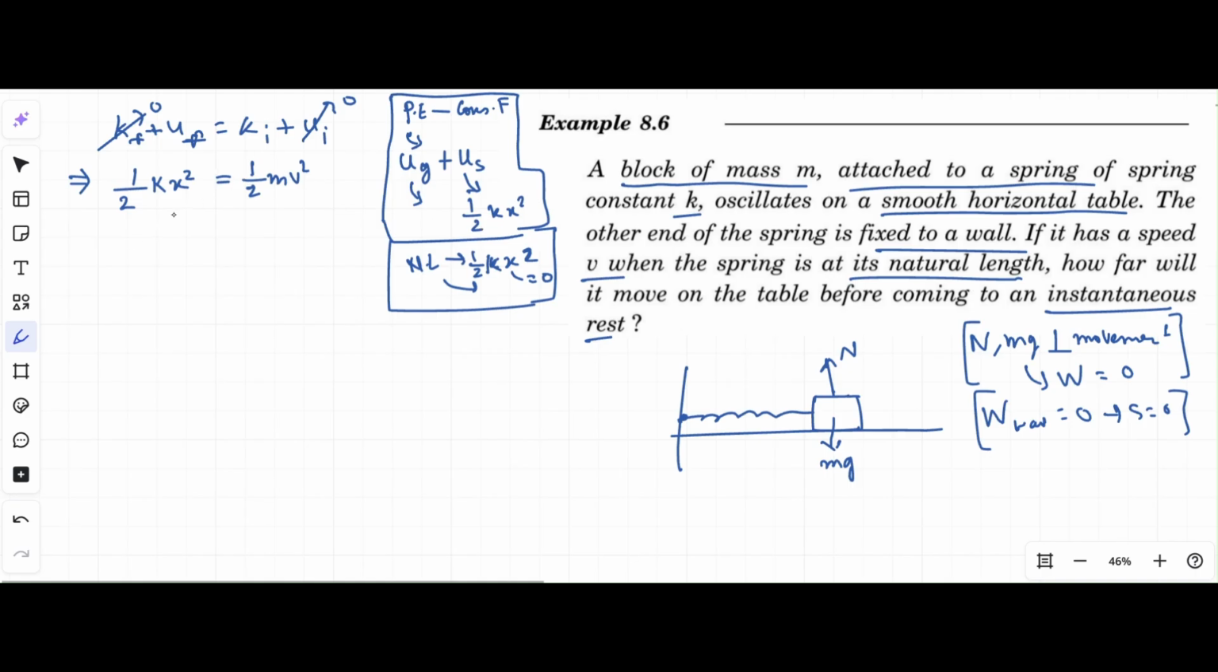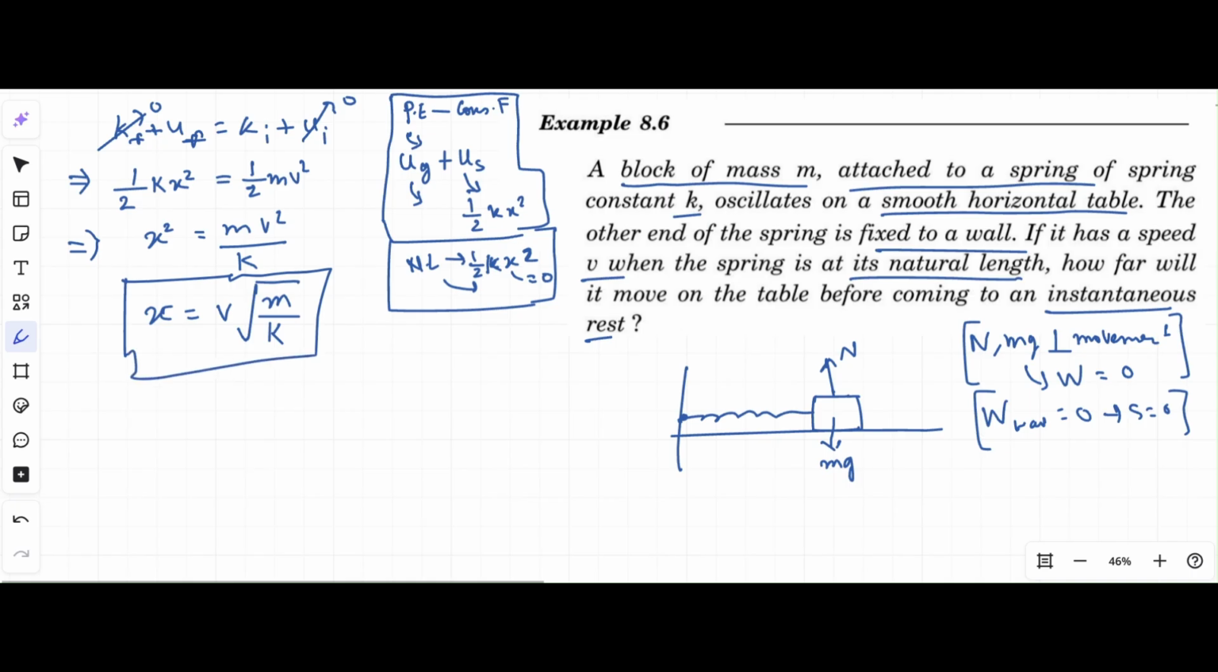Now half gets cancelled, and we can write x square is equal to m v square by k, and we can write x equals v under root m by k. So that is it. It was asking what will be the movement of the block. So it will move a distance x, which is equal to v under root m by k.